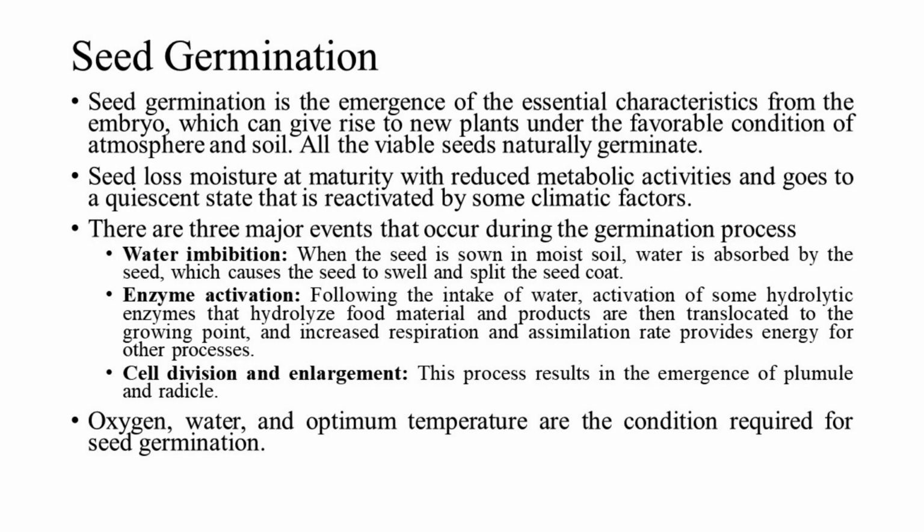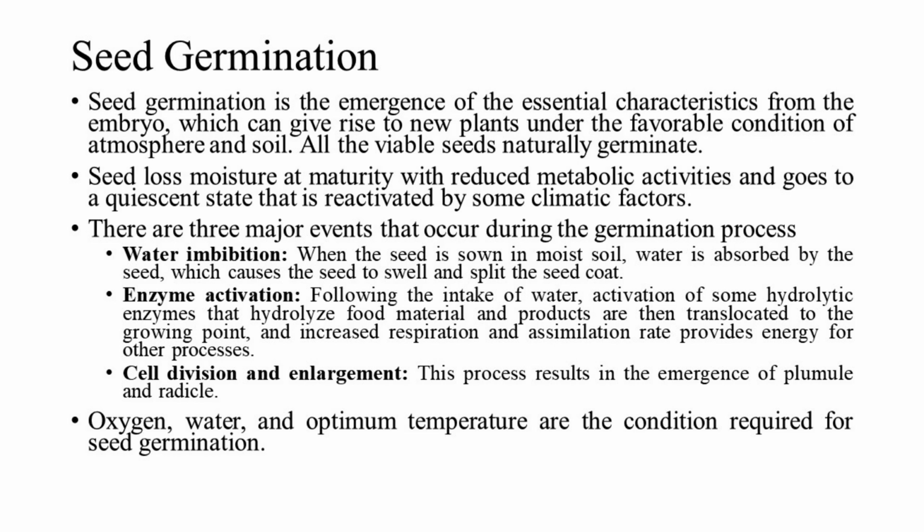Seed germination. Seed germination is the emergence of the essential characteristics from the embryo, which can give rise to new plants under favorable conditions of atmosphere and soil. All viable seeds naturally germinate. Seeds lose moisture at maturity with reduced metabolic activity and go to a quiescent state that is reactivated by some climatic factors. There are 3 major events that occur during the germination process.